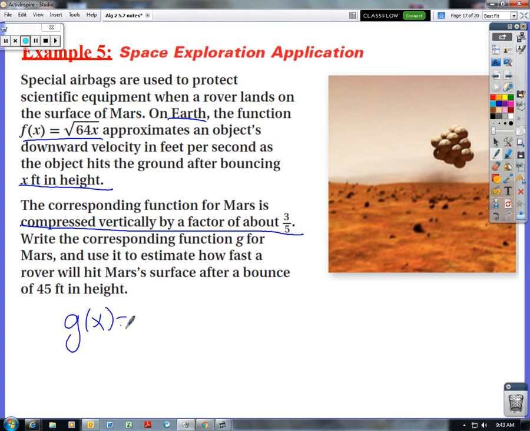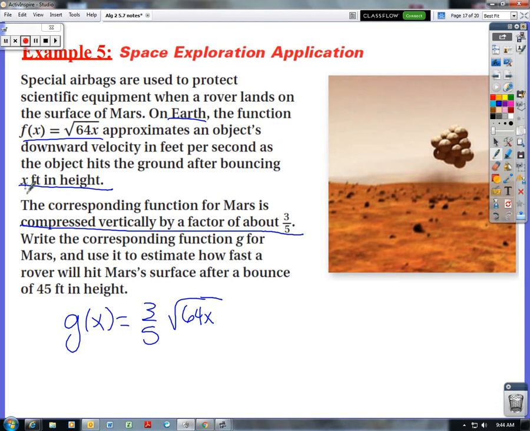So let's do that first. All we're doing is compressing this one vertically. Oh, that's so easy. Vertical is easy. It's just out in front, 3/5. Just make sure your x is under the radical. Done. First part done. Now use it to estimate how fast a rover will hit Mars' surface after a bounce of 45 feet in height.